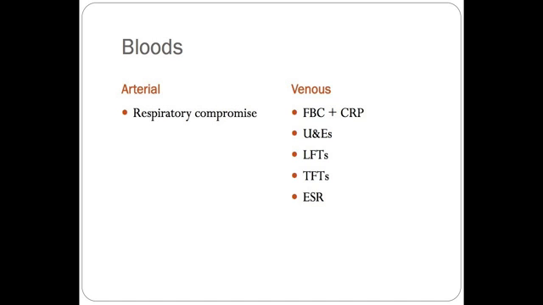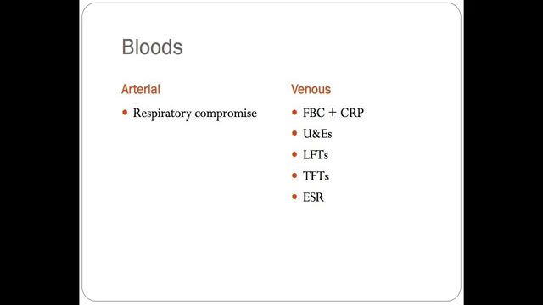Now, moving on to bloods. Basically in bloods you split it up into arterial and venous. Now, as we know, arterial blood looks basically at acid base and gas exchange. Now, because the heart and the lungs are so intimately related, you can get gas exchange problems within the lungs because of heart problems. So the key thing you'd look for on your arterial blood gas would be signs of respiratory compromise or respiratory failure.